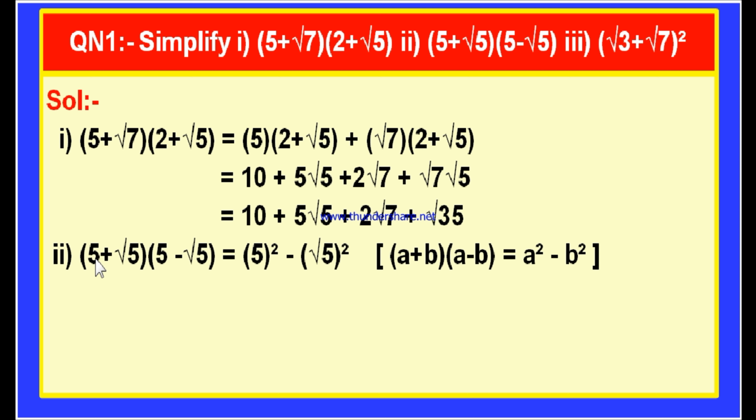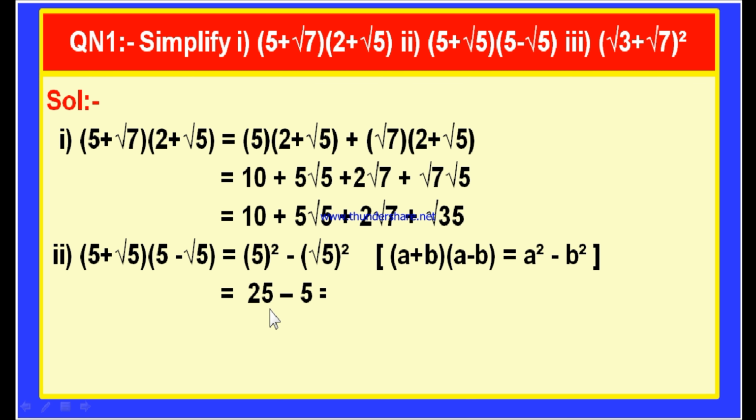Now, dear children, A² means 5² minus B² means (√5)². (5 + √5)(5 − √5) is in the form of (A + B)(A − B), whose value is A² − B². We know this from 7th class onwards. Now if you apply this formula here, 5² means 5 fives is 25, minus (√5)², the square root and square will be cancelled, this is 5. What is 25 − 5? 25 − 5 is 20.